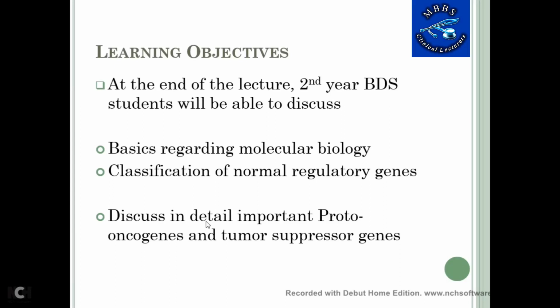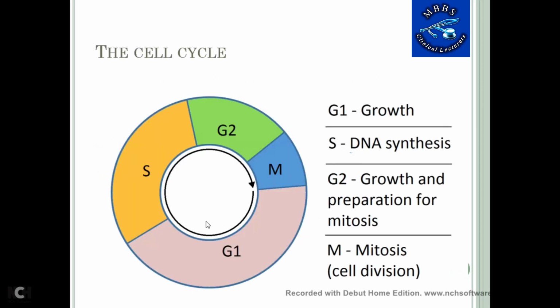Discuss the basics regarding the molecular biology. They should be able to classify normal regulatory genes, and they should be able to discuss in detail the important proto-oncogenes and tumor suppressor genes. Now, yes, it's all about genes, the molecules, DNA, and the genetic mutations in this chapter.